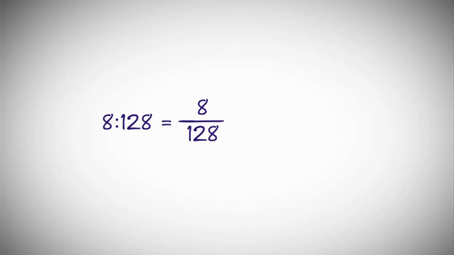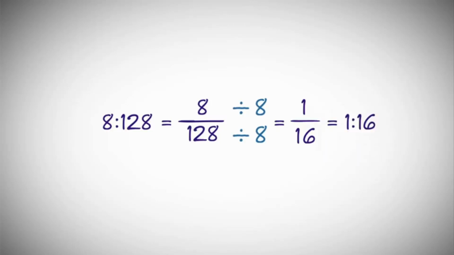number possible. Both 8 and 128 are divisible by 8. 8 divided by 8 is 1, that's our numerator. 128 divided by 8 is 16, that's our denominator. So our new ratio, expressed in lowest terms, is 1 over 16 or 1 colon 16.